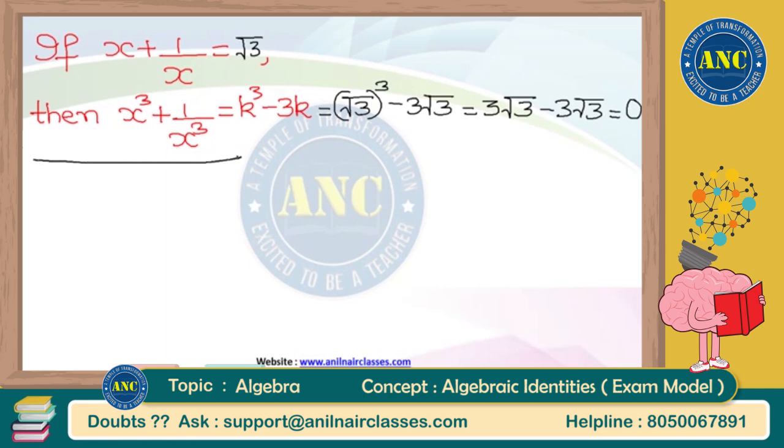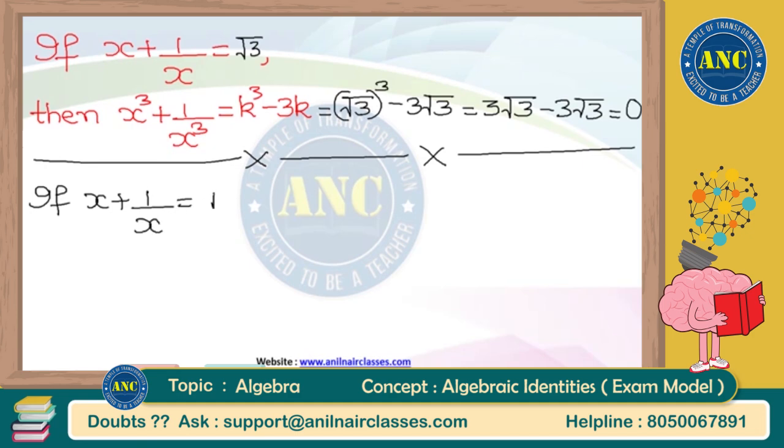That means, in simple language, a very important key point I can say is that if x plus 1 by x is equal to a particular constant, root 3, then x cube plus 1 by x cube will always be equal to how much? It will always be equal to 0. I hope this point is very clear.